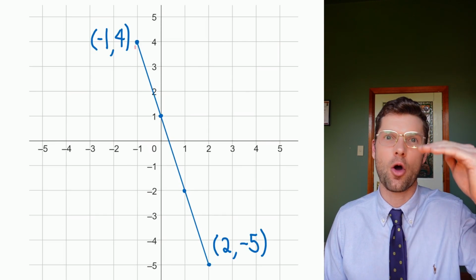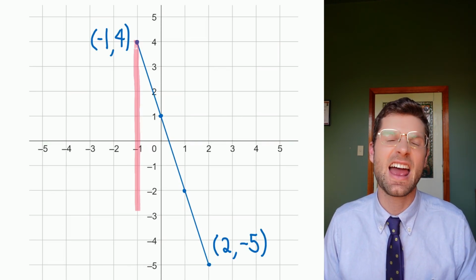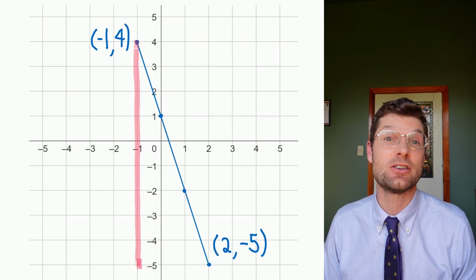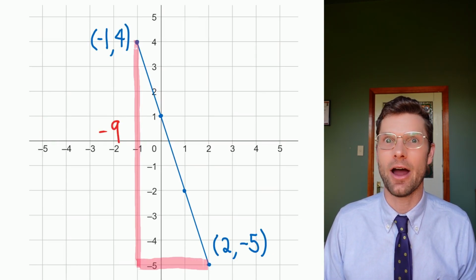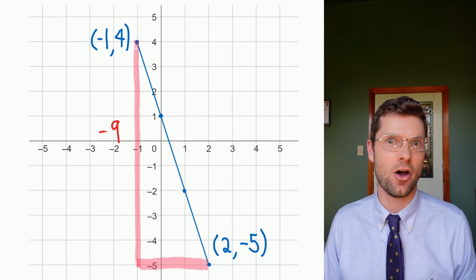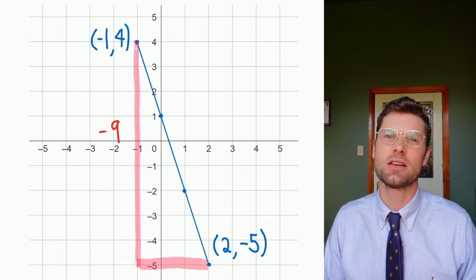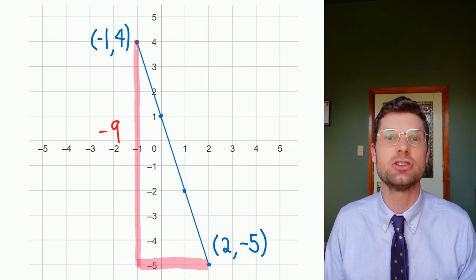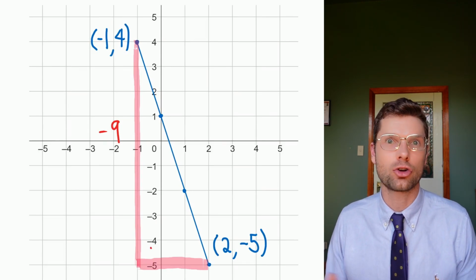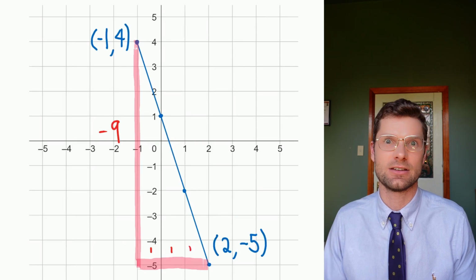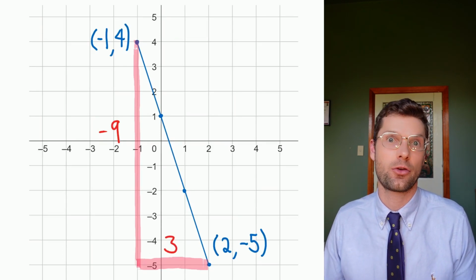So from that 4, I could go all the way to 0. That's 4 boxes. And then I'm going down another 5. So my total distance is down 9. So this is where I would like you to write -9, not just that 9. Even though it is 9 boxes, I do want you to have some sort of knowledge that, hey, this one's definitely going down. And then across, I'm at -1 and I've got to get to 2. And I've got to go across 3 boxes.